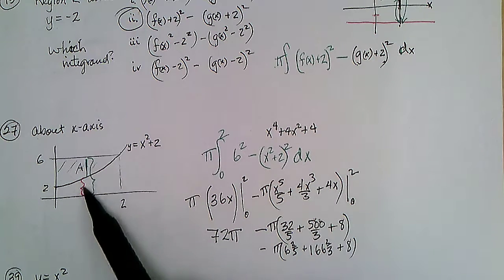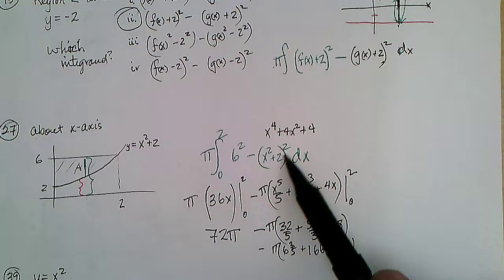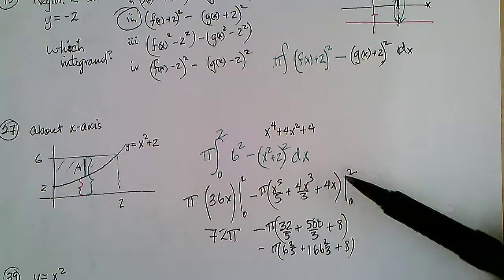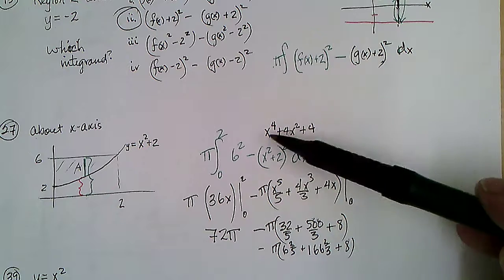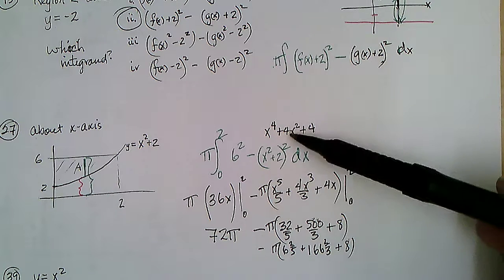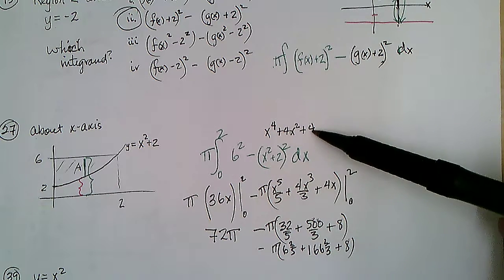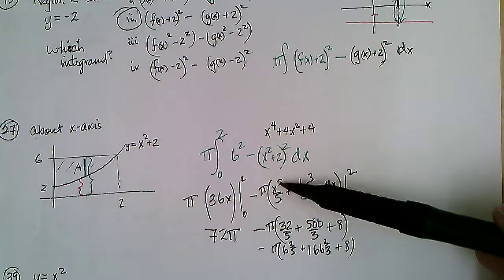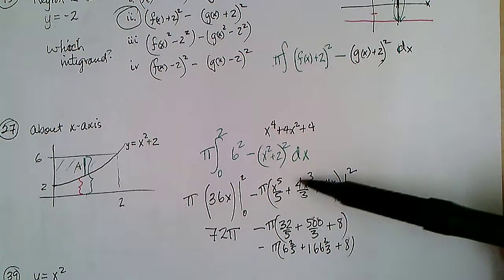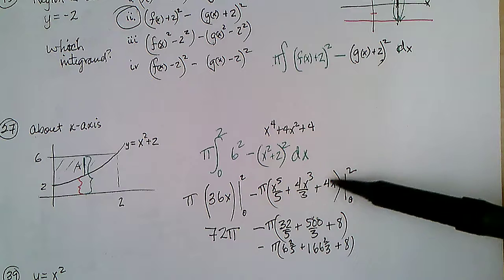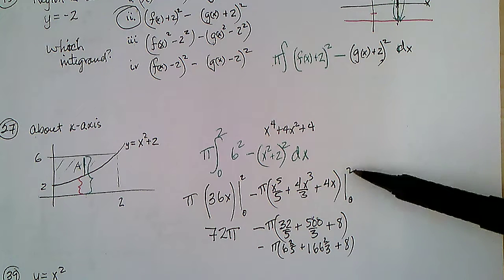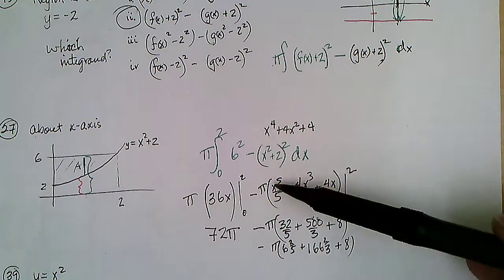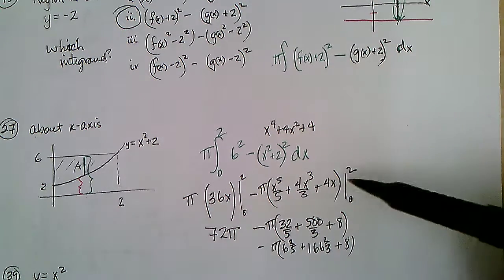This is the red radius. That squared, we got to subtract that from the other. x to the fourth plus 4x squared plus 4, integrated, is x to the fifth over 5, 4x to the third over 3, plus 4x, from 0 to 2. Oh, here's where I went wrong.